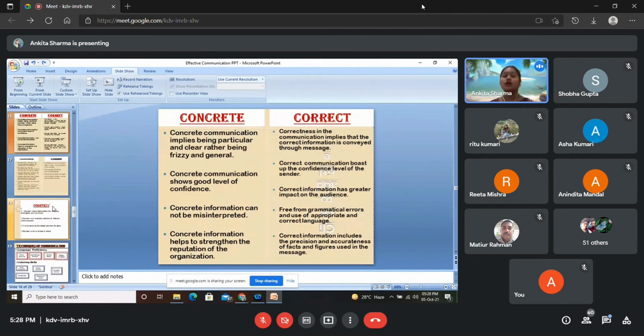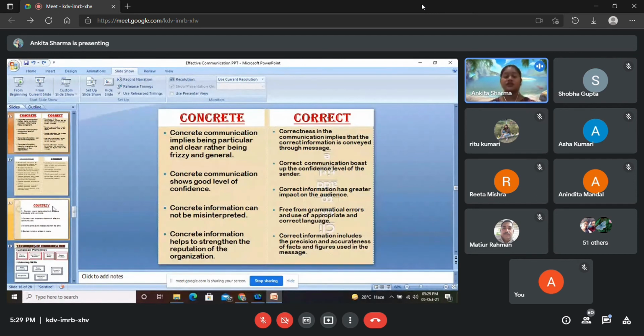Now the next is concrete. Now this shows a good level of confidence. So if your message, if your information is concrete, your message will never be misinterpreted. It is clear. It gives you clarity on the picture, the whole idea of what you are trying to convey. The next is correct.